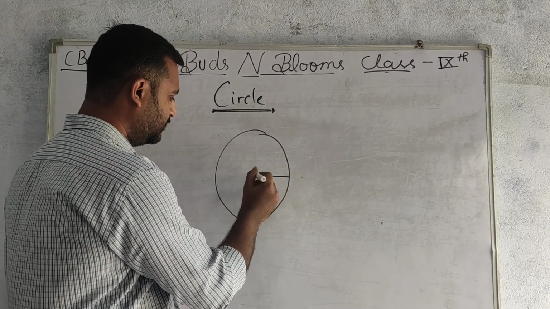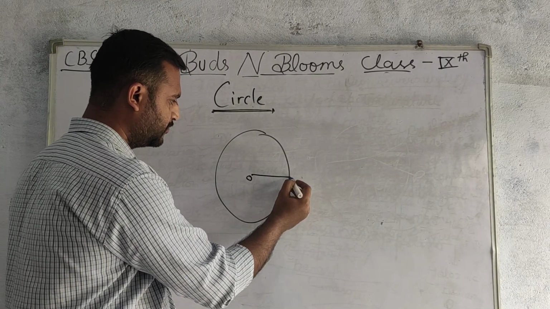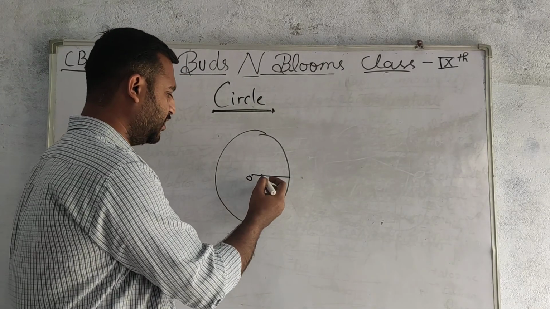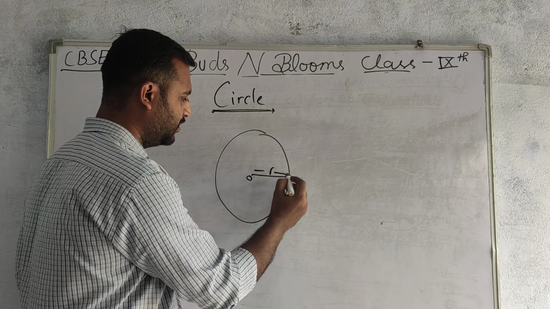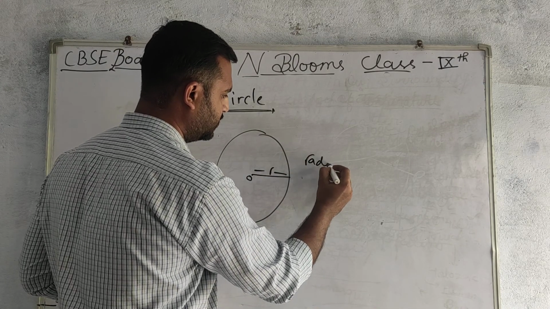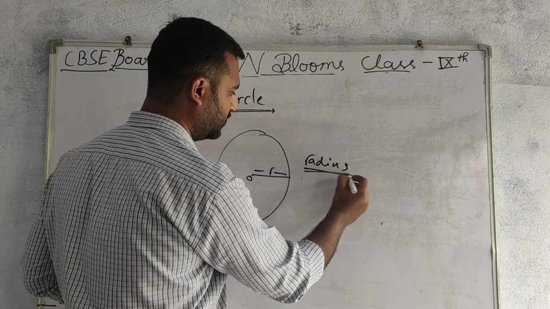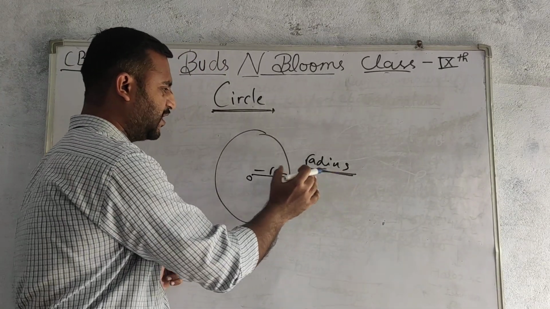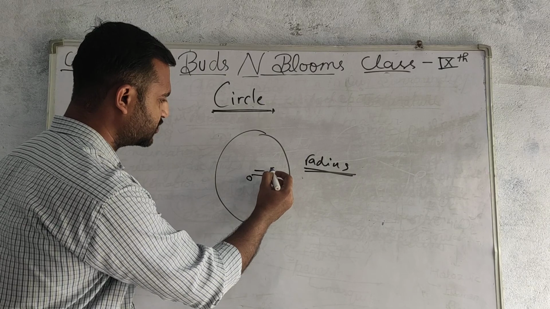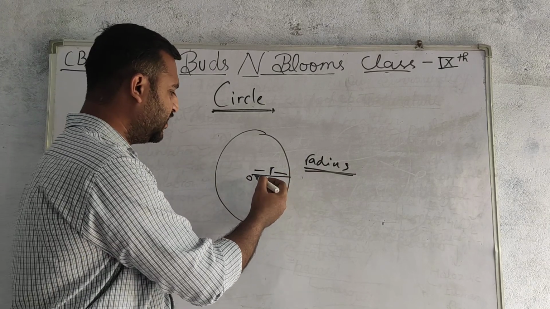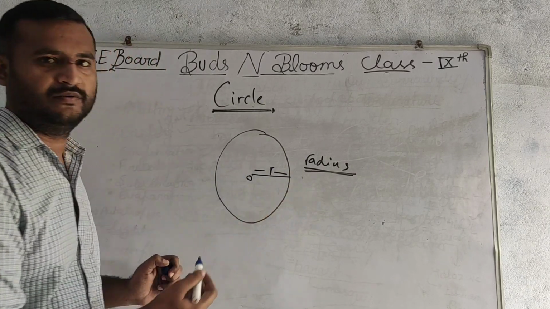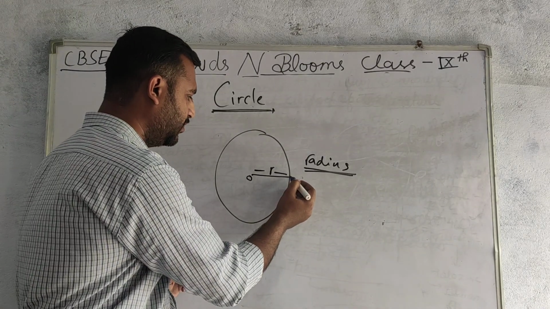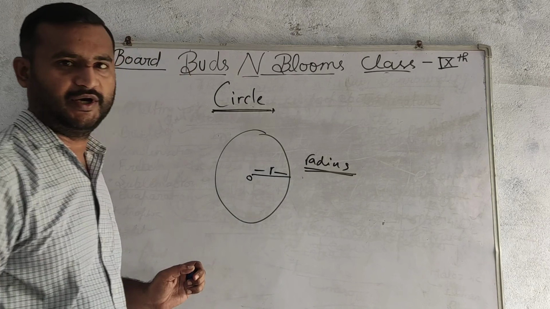Distance between a point and the center of a circle is called radius. So, radius of a circle, small r, is that distance which is between the center of the circle and a point on it.